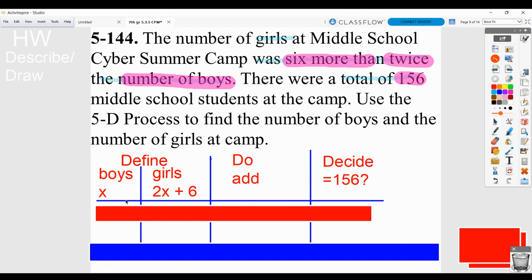So you could try whatever x value you want. And then the girls, of course, would be 2 times that plus 6. You're going to show that you added that and see if it equals 156. If it's too high or too low, you'll make adjustments.